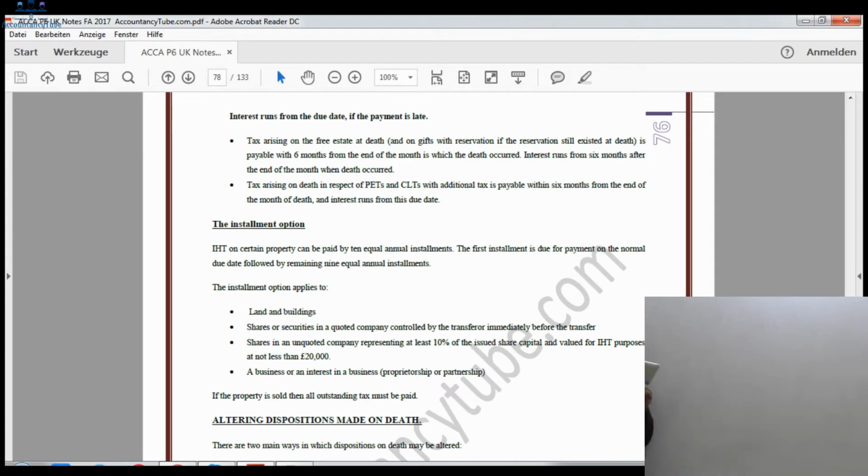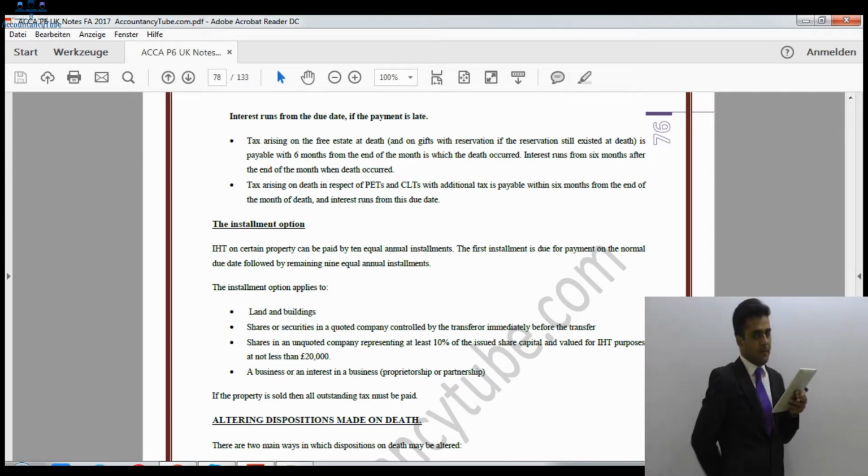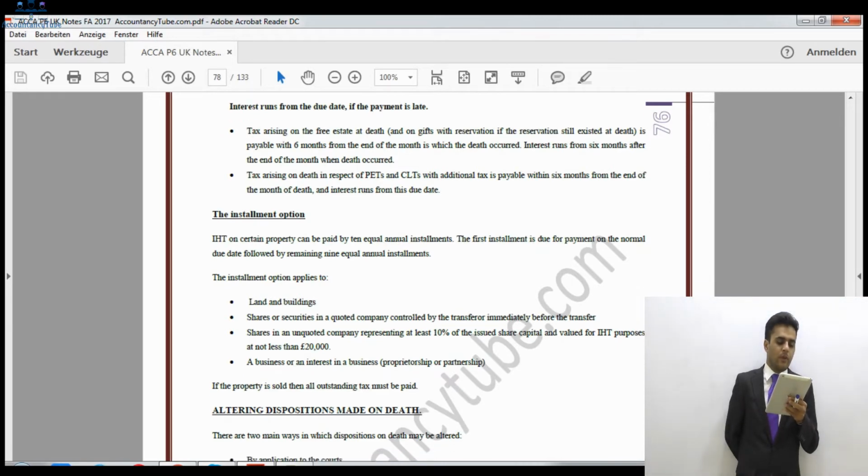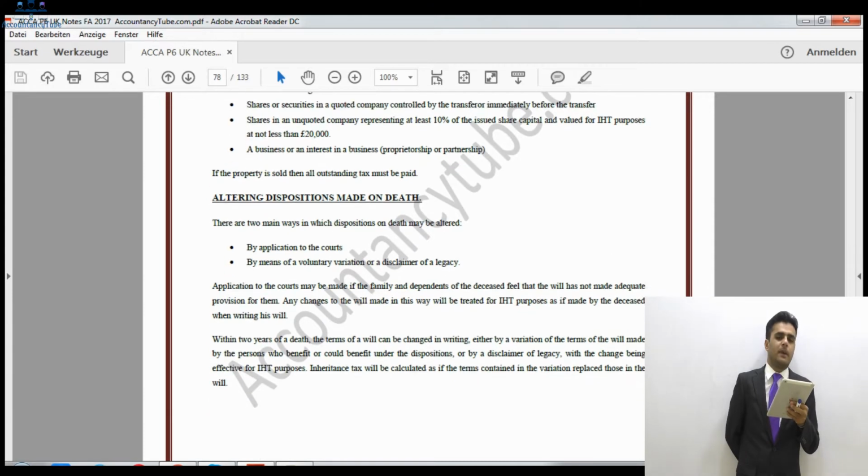Right, and after that, a business or interest in a business. So if you have a partnership, in that case as well. If the property is sold, then all outstanding tax must be paid. So if you have eventually sold the property, then all the inheritance tax will be paid immediately, whatever the remaining amount is.